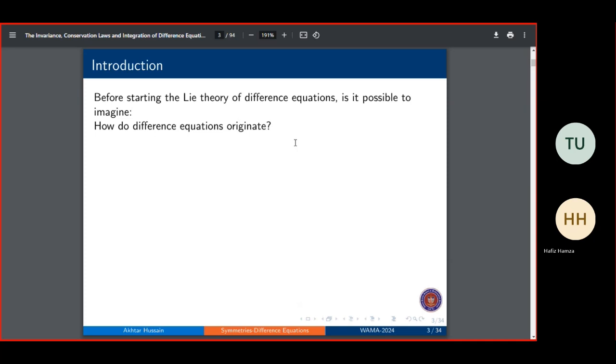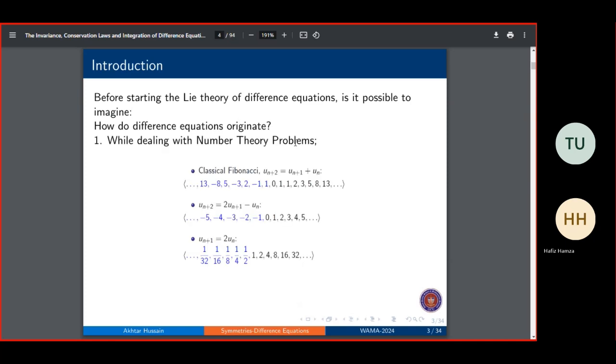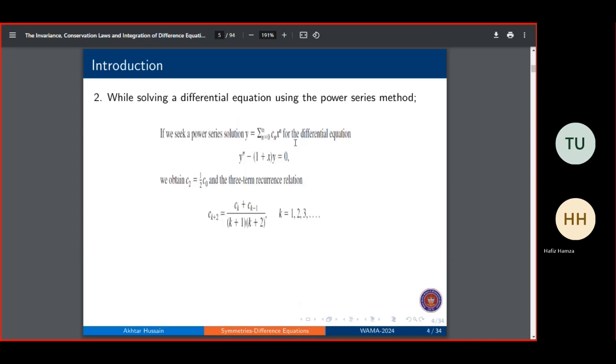Before starting with the theory for the difference equations, can we imagine how difference equations originate? We have mentioned three sources here. While dealing with number theory problems, like the classical Fibonacci sequence, and there are some other sequences as well. All these are examples of a difference equation. And then while solving differential equations using the power series method, like when we solve a second order differential equation with the power series method, we come over this recurrence relation. This basically provides us a difference equation.